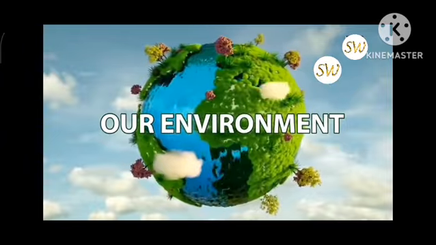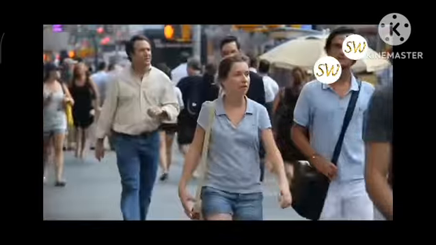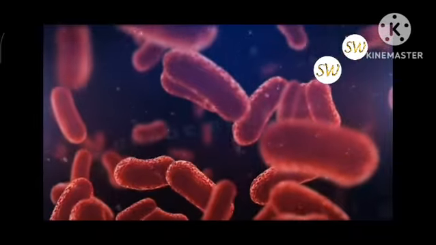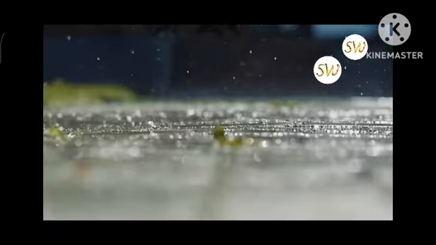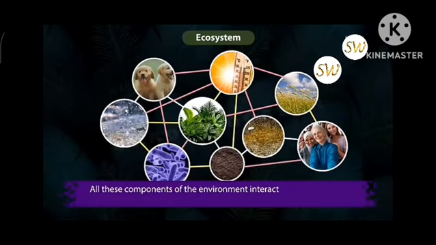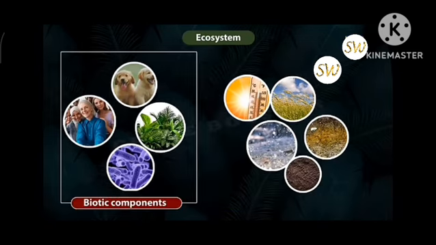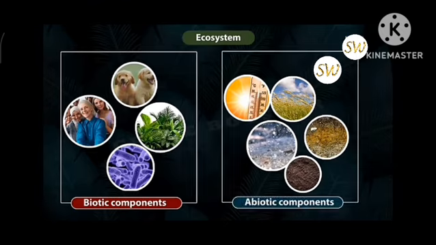Our environment. In nature, we will find plants, animals, human beings, microorganisms, temperature, rainfall, wind, soil, minerals, etc. All these components of the environment interact with one another to maintain a balance in nature. The living components of the environment are called biotic components, and the non-living components are called abiotic components.